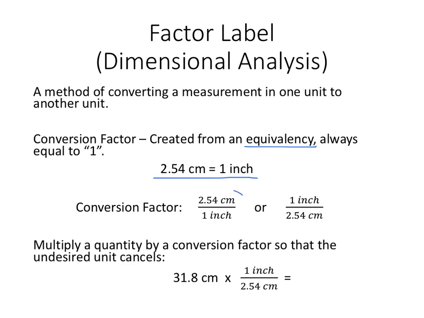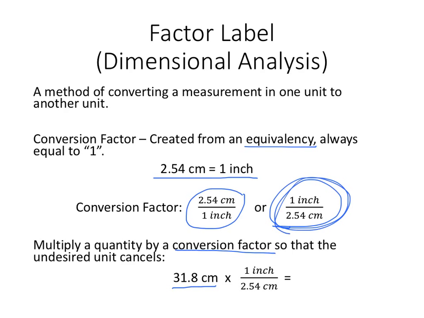So if you put 2.54 centimeters over an inch, that's the same as saying 12 divided by 12 is equal to 1, because the top number and the bottom number are equal. Or you could flip it, and it's still equal to 1, because the top number and the bottom number are equal. So we're going to multiply a quantity by a conversion factor so that the undesired unit cancels. Let's take 31.8 centimeters. I'm going to multiply it by the conversion factor that has centimeters on the bottom so that they'll cancel. And that's 1 inch divided by 2.54 centimeters. So 31.8 divided by 2.54 is equal to 12.5. And the centimeters cancel, so my unit is inches.